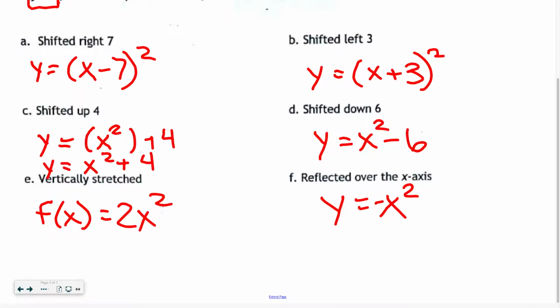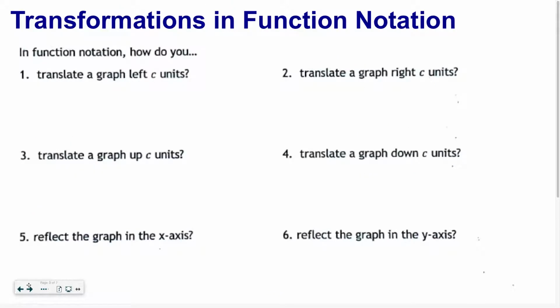Good. So at the bottom of that paper, we're going to consider this part of your notes. This is going to give us the function notation for the different transformations. So in function notation, how do you translate a graph left C? That's going to look like f of x plus c. That's function notation. The difference between what you see at the top and what you're seeing at the bottom is at the top we knew it was quadratic, so we had all the squares in our answers.